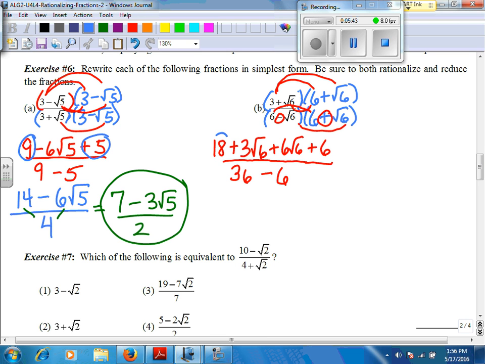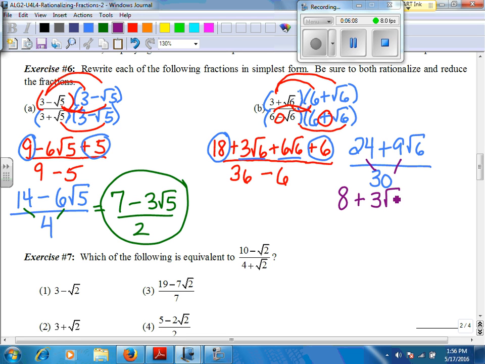So again, got some like terms, 18 and 6, 24. 3 square root of 6 plus 6 square root of 6 is 9 square root of 6 over 36 minus 6, which is 30. And if you look at all three terms, they're all divisible by 3. 24 divided by 3 is 8. 9 square root of 6 divided by 3 is 3 square root of 6. And 30 divided by 3 is 10. So there's your answer for 6B.